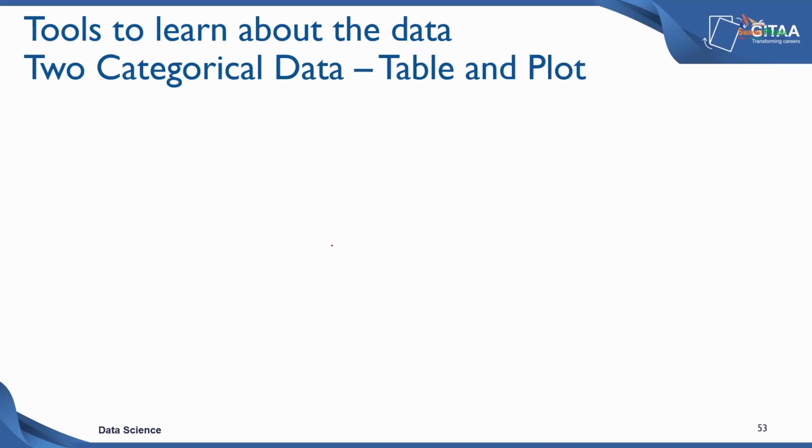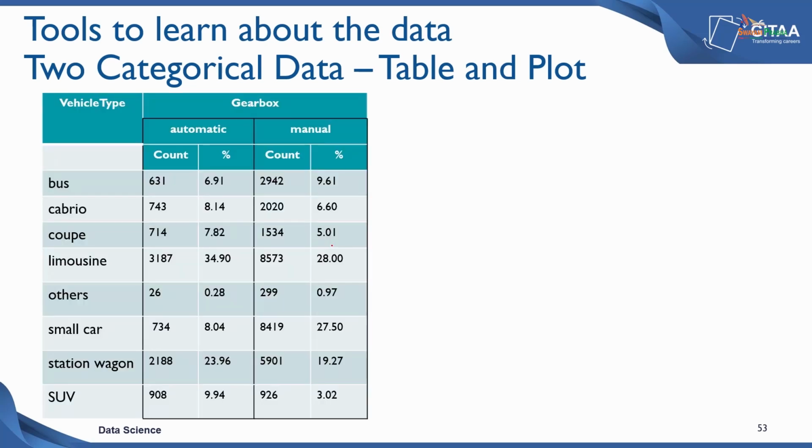What's more interesting is when we start getting into understanding association between different data pieces. So you have two categorical data. In the previous slides, we looked at the vehicle type, what kind of distribution the vehicle type has, and what kind of distribution the gearbox has. But is there a relationship between the vehicle type and the gearbox? So the question could be, what are these manual ones? Are they predominantly of a particular type of vehicle?